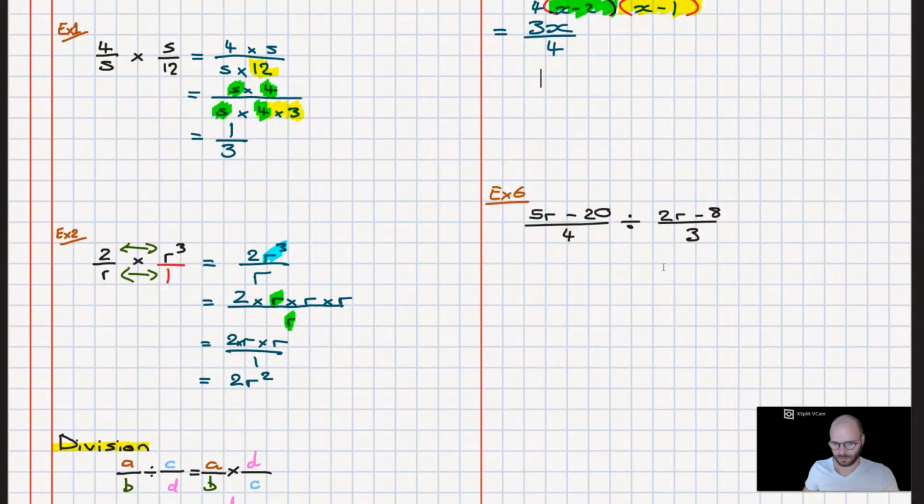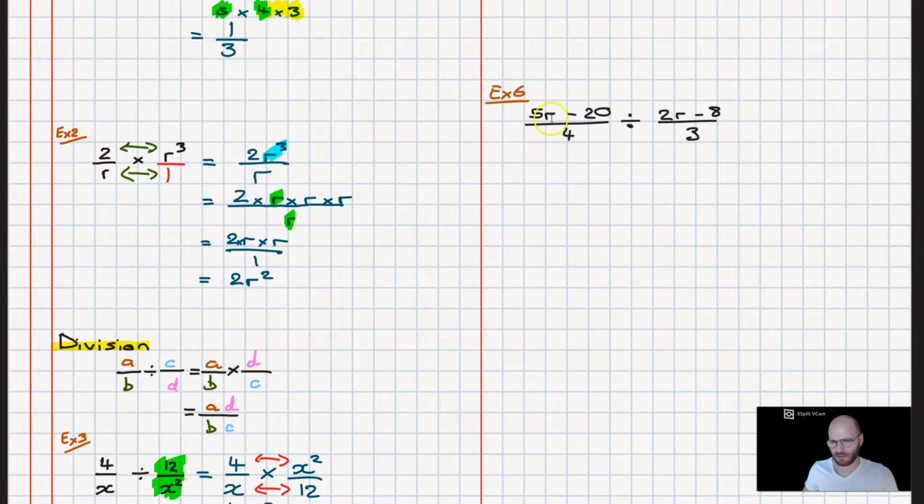Going downward. Example 6, we have 5r minus 20 all over 4 divided by 2r minus 8 all over 3. And we want to simplify this. To simplify this, I'm going to use the same step as before in that I'm going to try and factorize both the numerator and denominator of both of these fractions.